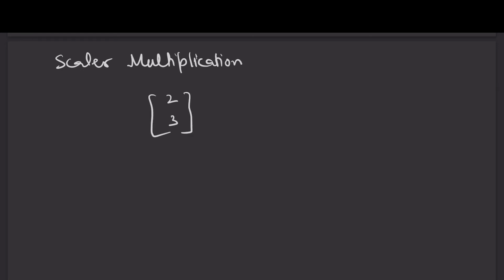Okay, now let's quickly talk about scalar multiplication. So if we have a vector, let's say 2, 3, we can multiply it with a scalar 2, and it will result in 4, 6, which is another vector which has an x component of 4 and y component of 6.